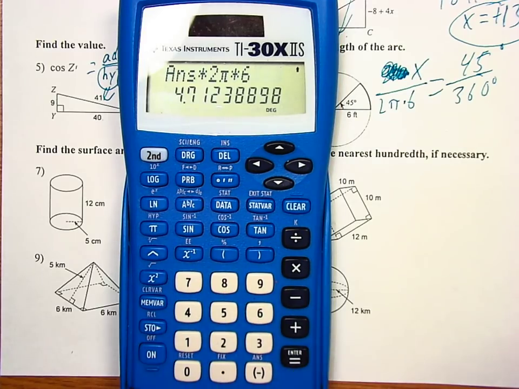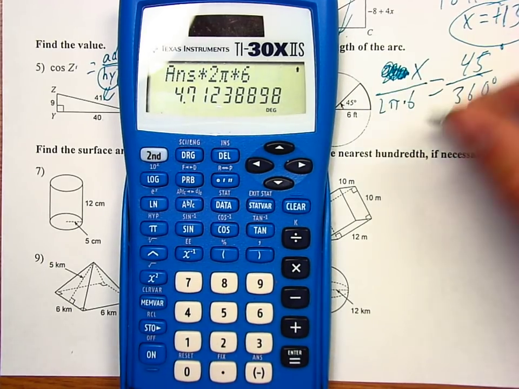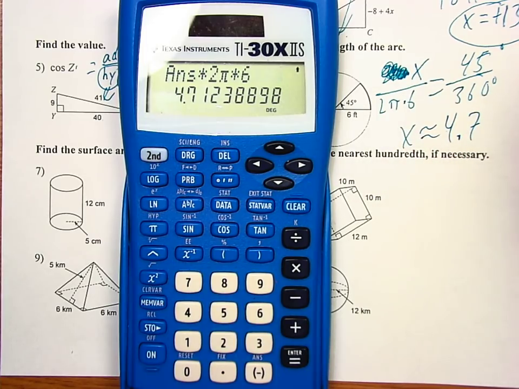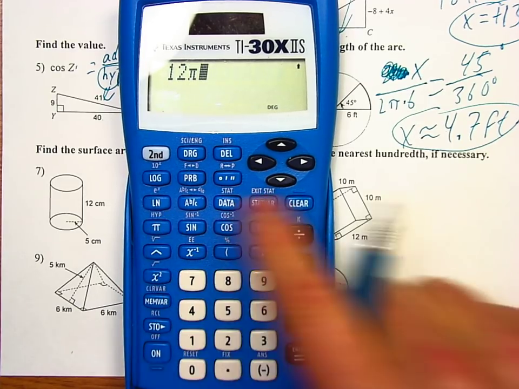So I will accept the decimal answer of approximately 4 7/10 in terms of the arc length. 4 7/10 feet. I'll also accept the exact answer, which would be 3 pi over 2, or like we said, 12 pi over 8. 12 pi divided by 8.